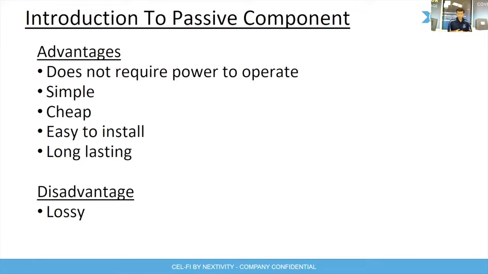What does it mean? This means that any passive component will suffer a slight loss, right? Loss means that the output power is always less than the input power. But how much is the loss? We are going to take a look later on. But remember this, loss is also what we call insertion loss in passive components.